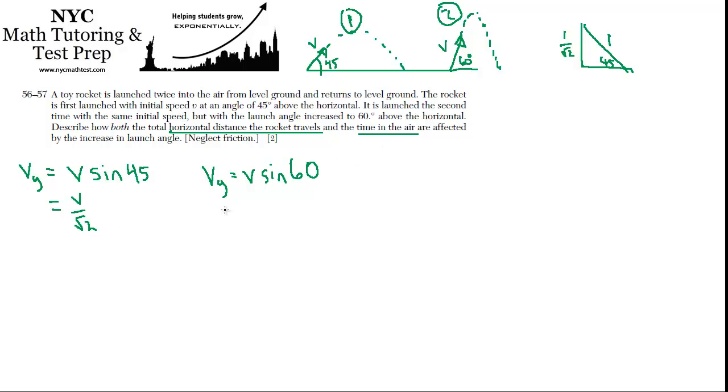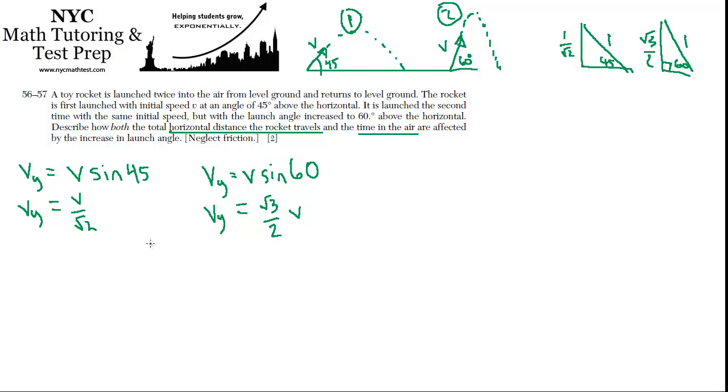And then for sine 60, what is the sine of 60? Let's do that one as well. If this is 60 degrees and this is a right angle and this is 1, then the sine will be root 3 over 2. So here vy equals, why don't we say, root 3 over 2 times v. Okay, so that's vy for 60 degrees, and that's vy for 45 degrees.